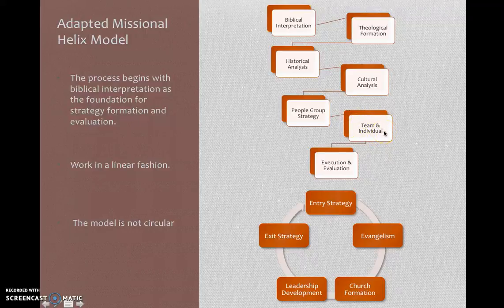Once your team knows what it's going to do, what about me? Day to day, what am I going to do? What are my strengths and gifting? So out of this strategy and this teaming strategy, what's the individual going to do? Finally, we move into an execution and evaluation portion. And down below you see the biblical model for church planting found in the book of Acts: entry, evangelism, church formation, leadership development, and exit strategy.